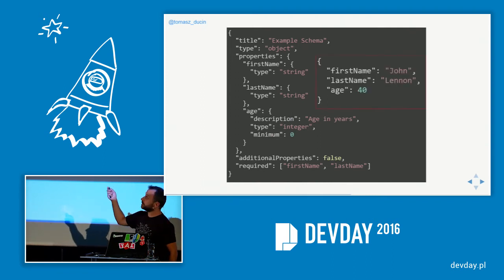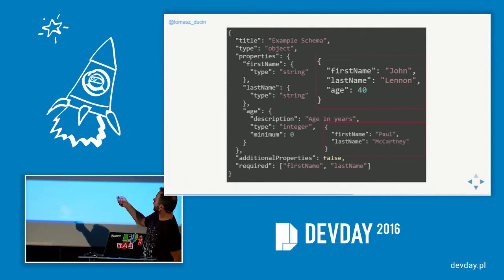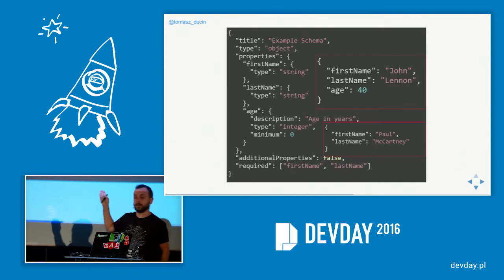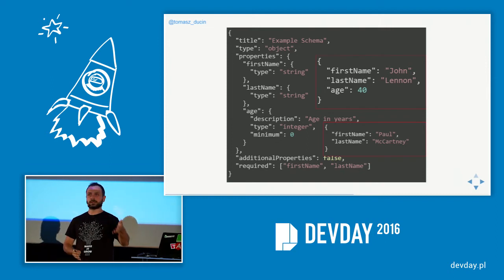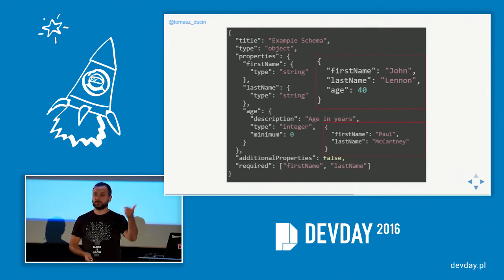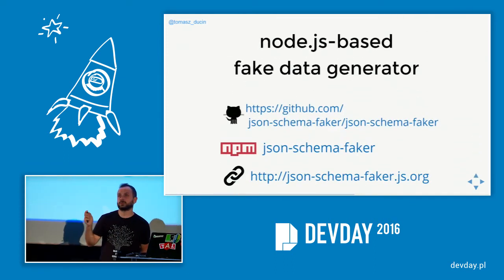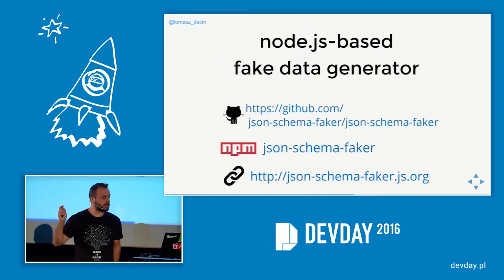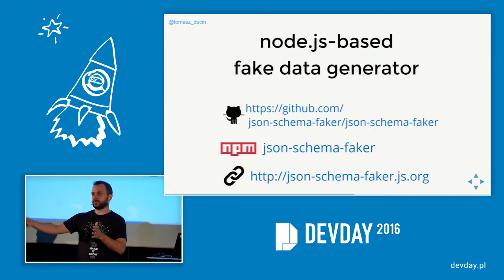An example JSON that conforms to this schema is first name John, last name Lennon, age 40. And another one is first name Paul and last name McCartney, right? So using this schema, we can also use tools that will automate generation of data that conforms to it. An example of a tool that does this is JSON Schema Faker, a project based on Node.js that just gets such a schema and produces fake data for you.